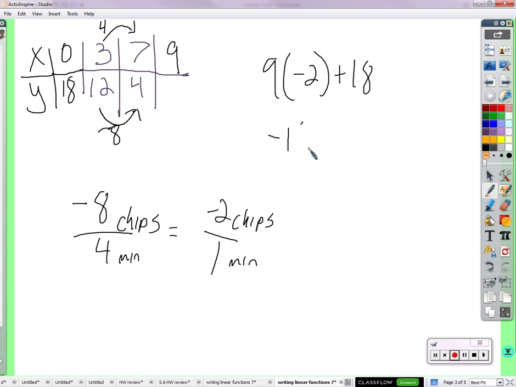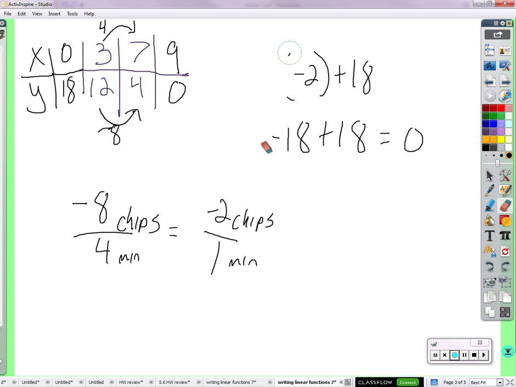Negative 18 plus 18, that just so happens to be? Zero. What does that mean about minute 9? Zero chips. We've eaten all the chips. Okay, wait, so I thought we were only just part of the time. Yes, I did want you to write the formula, but Hunter, stop talking. But I did want you to just think about minute 9.